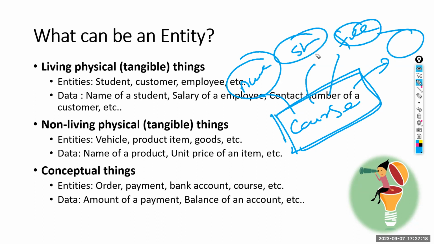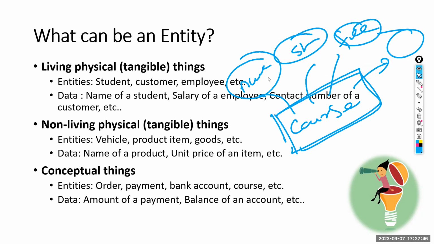So you can see. Now what you have to take from that is an entity can be living physical, non-living physical, or entity can be conceptual. So you must have an example for each. Then you must know that properties of any of these entity is a data. Whether the entity is physical or non-physical, it doesn't matter. Data is always conceptual. Right?